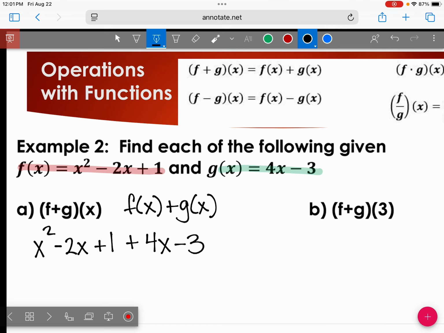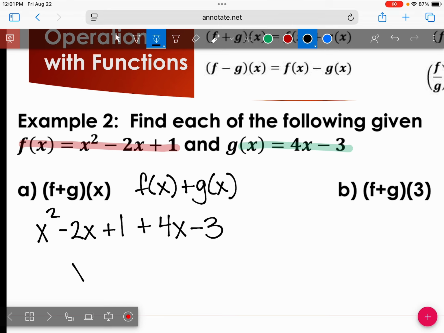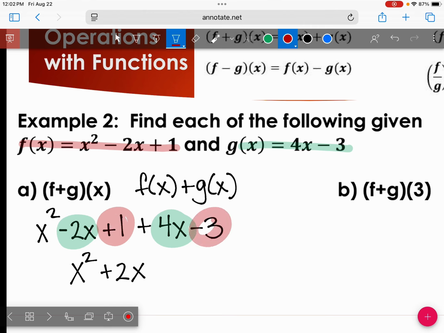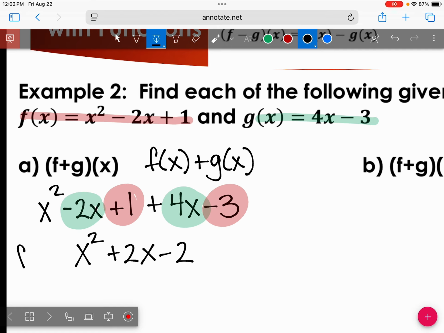So when we look for our like terms, we have our x squared, and then these two are like terms. What do you get when you add those two together? 2x. And then we have two numbers. 1 minus 3 is minus 2. So this is what you get when you add two functions together. If I take my f function and add it to my g function, that's my new function.